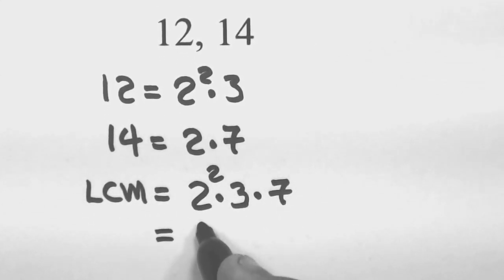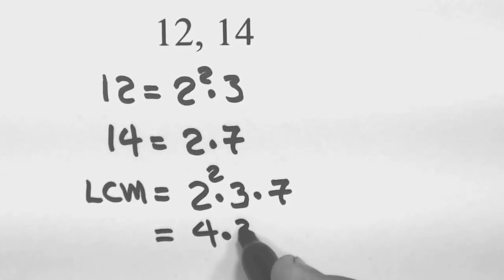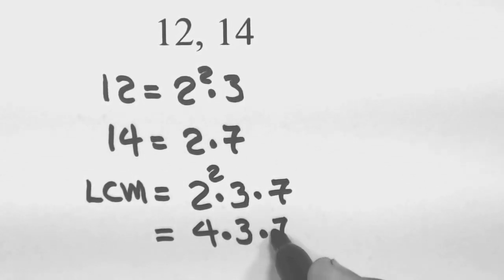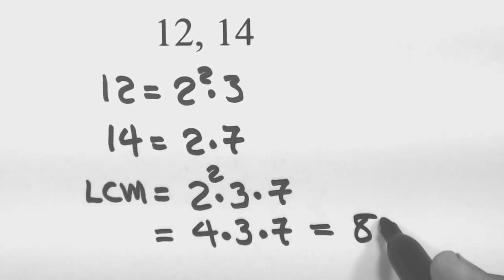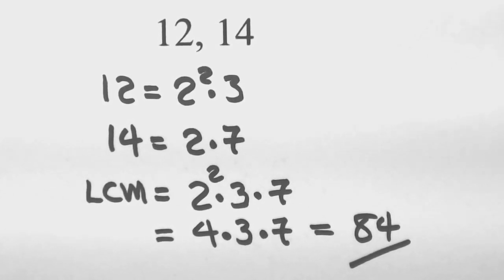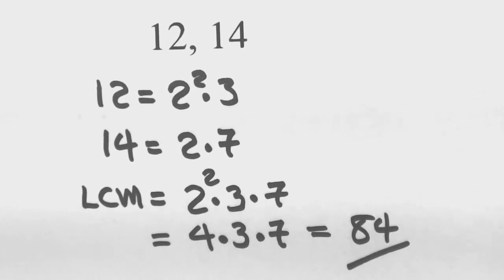Okay, 2 squared, of course, is 4, so I've got 4 times 3 times 7. Well, okay, let's multiply this number all the way out. 4 times 3 is 12, and 12 times 7 is going to give me 84. So there is the LCM for 12 and 14 by the prime factors method.